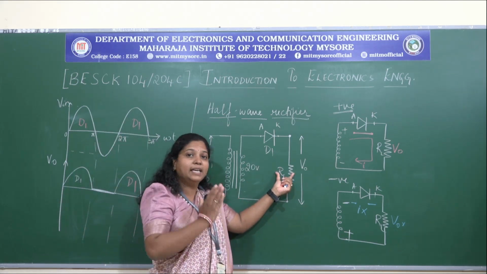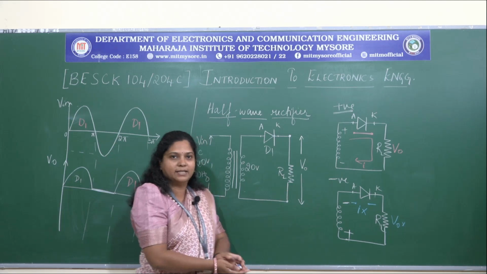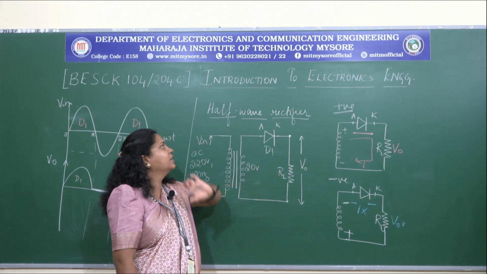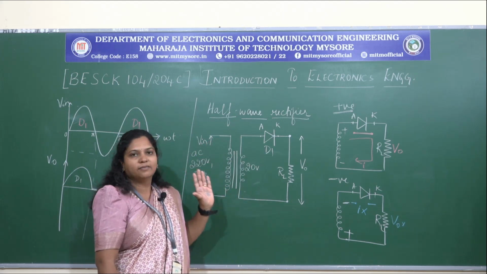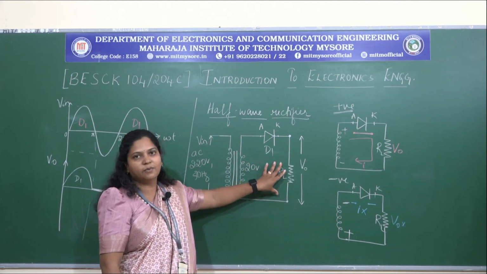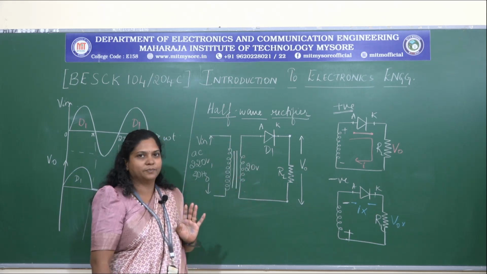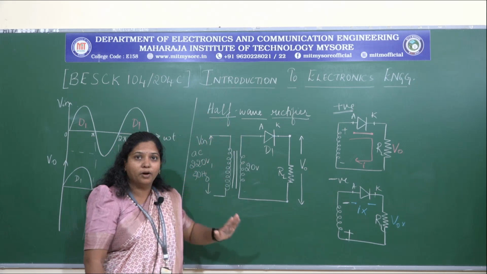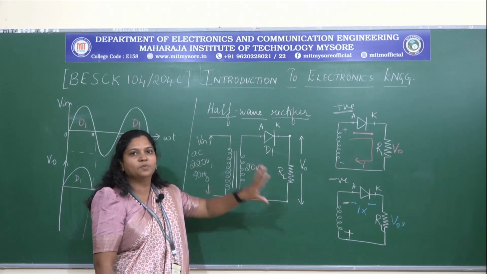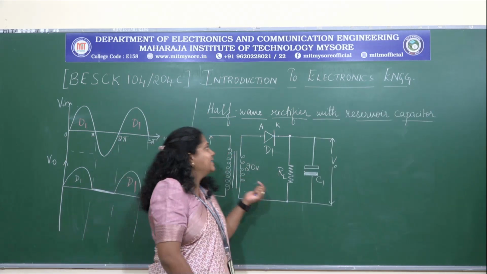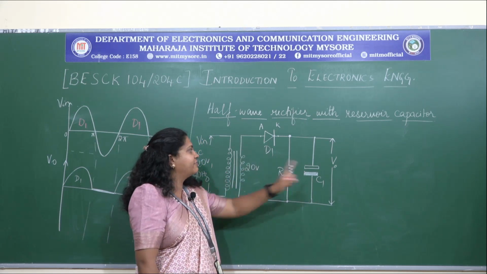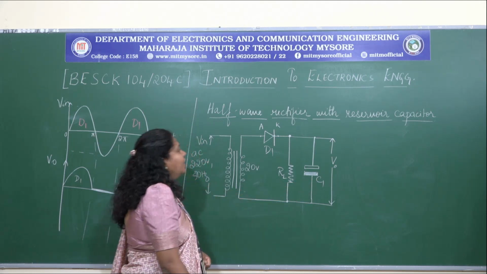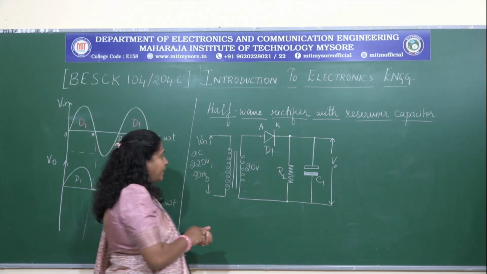The capacitor has to be placed in parallel with the load element. Here the resistor is the load element. So in parallel to this, we have to place the reservoir or a smoothing circuit. So let us see the half wave rectifier, how we can modify it by placing a smoothing filter. This is the circuit for a half wave rectifier with a smoothing circuit or a reservoir capacitor.